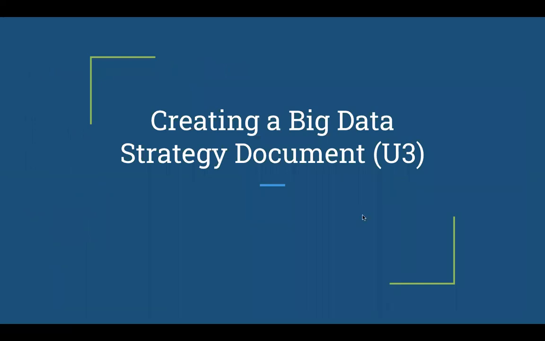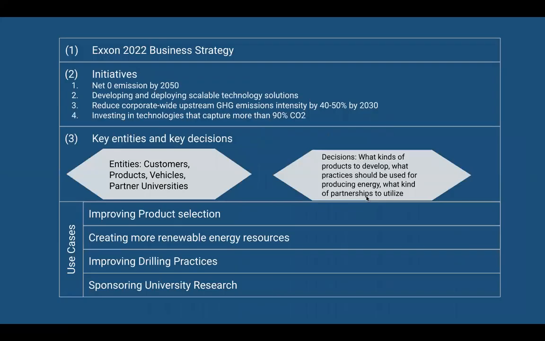The last part was creating a big data strategy document. So here we have our 2022 business strategy for ExxonMobil. Our initiatives are net zero emissions by 2050, developing and deploying scalable technology solutions, reducing corporate-wide upstream GHG emissions intensity, and investing in technologies that capture more than 90% of CO2.